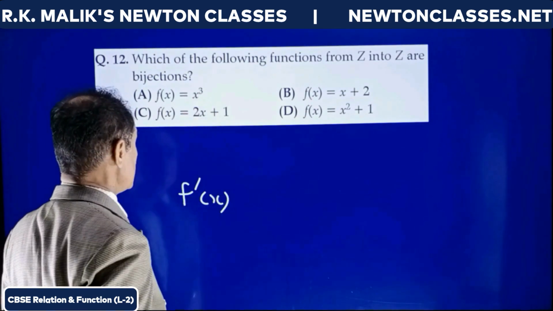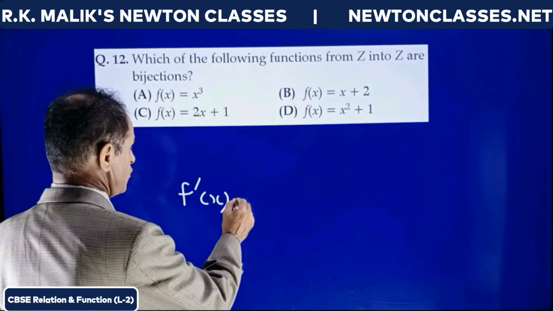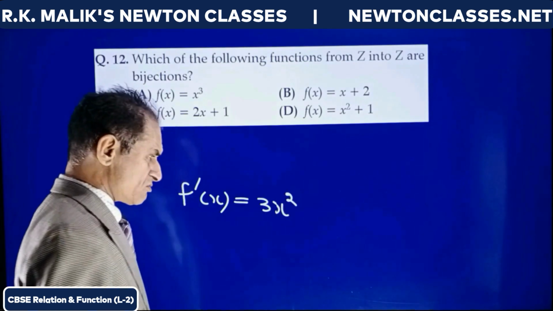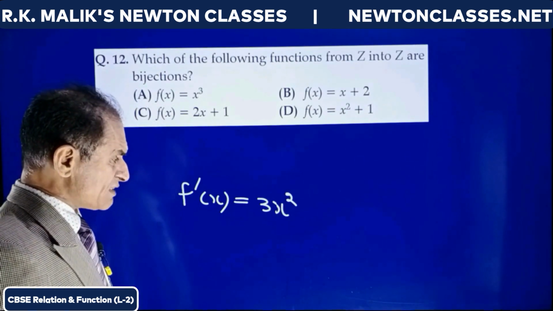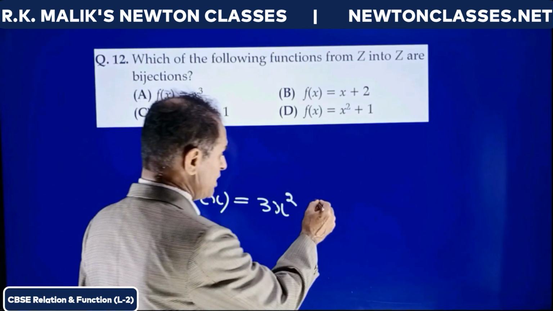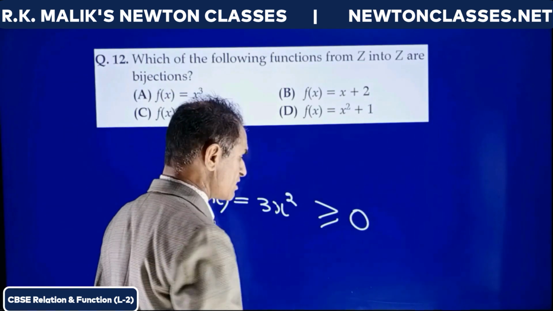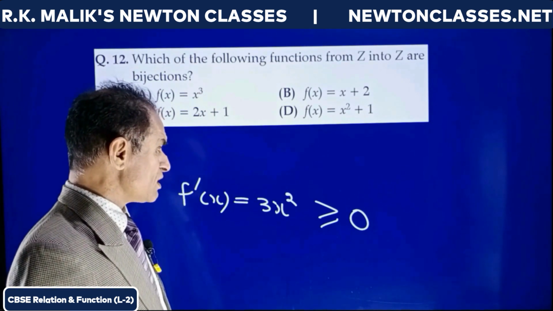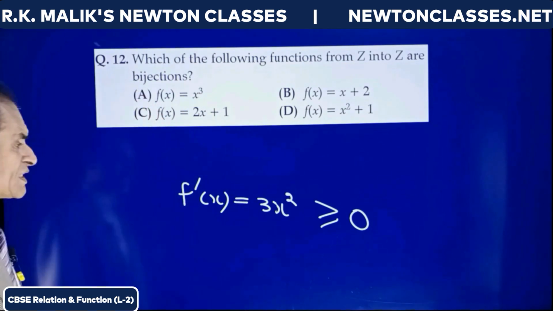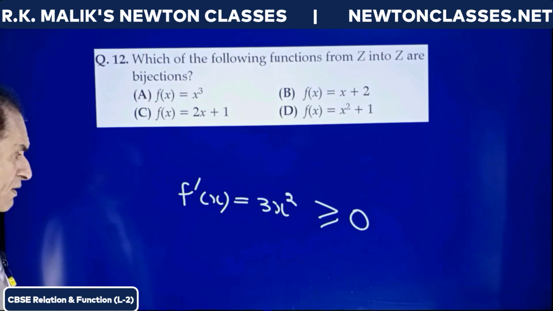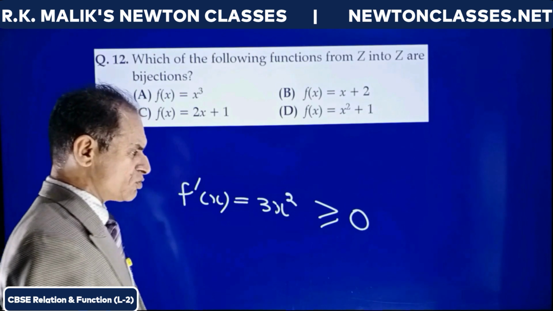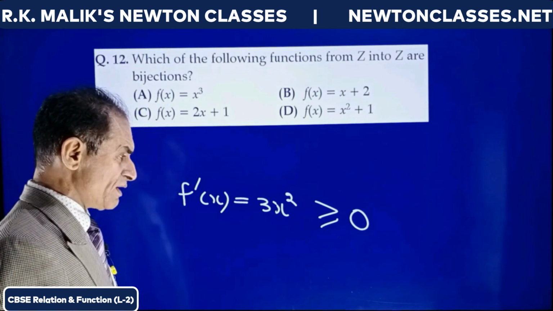For the first question, f(x) is x cube, therefore f dash x will be 3x square. And as I told you, if the derivative is surely greater than or equal to 0 or surely less than or equal to 0, in those questions the function will be 1-1. And here it is clear that the derivative is greater than or equal to 0, therefore the function will be 1-1.